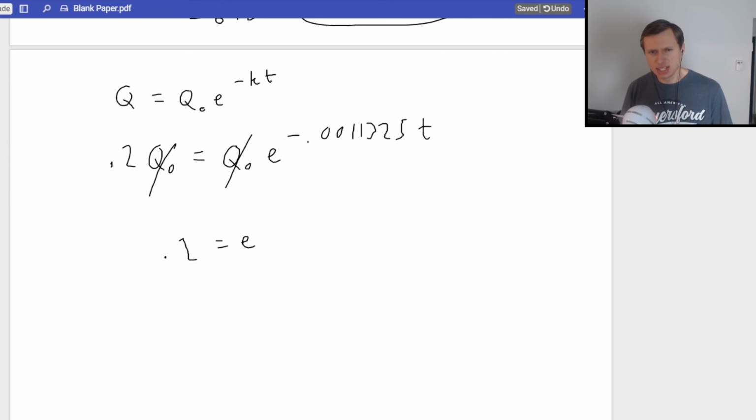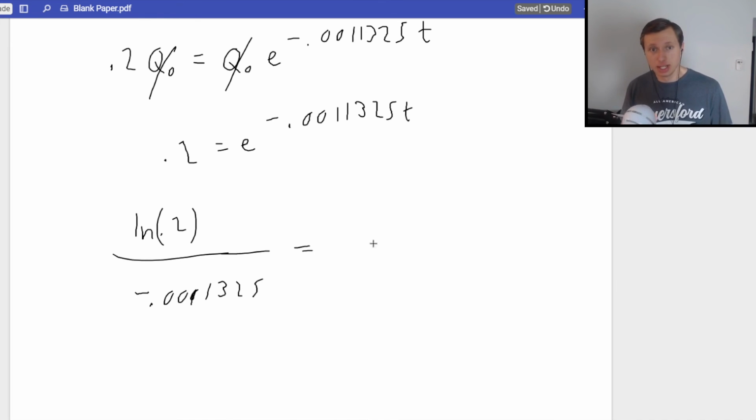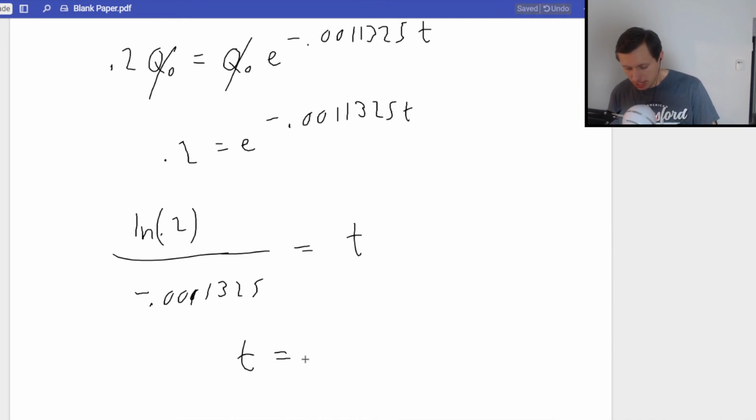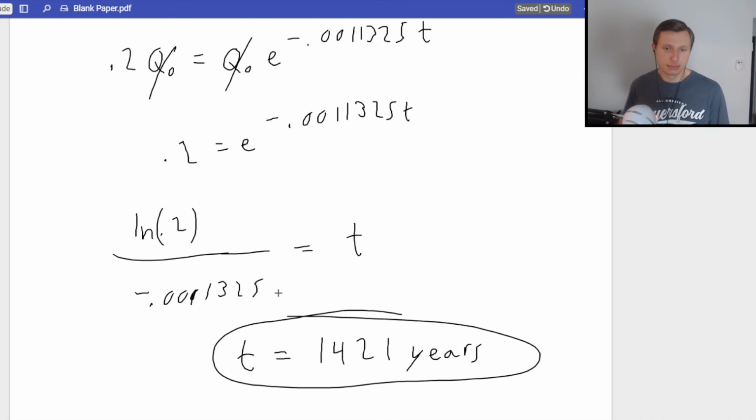0.2 equals e to the negative 0.0011325 t. Take the natural log of both sides, divide by negative 0.0011325. It's just the algebra. We did this already. That's equal to t. I'm going to plug this into my calculator. So natural log of 0.2 divided by that answer is, wow, 1,421 years. Very cool. Okay, any questions on that one?